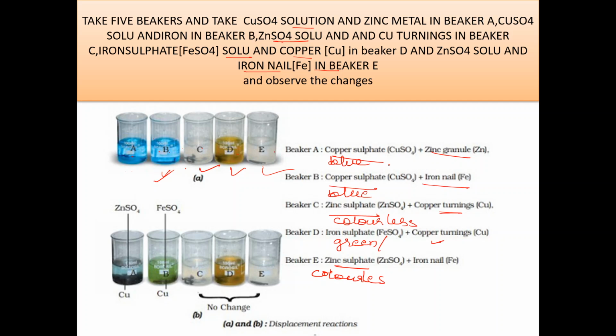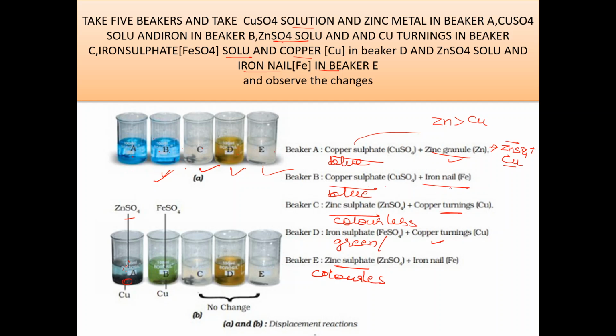So what changes will you see? Here you can find in this one, copper is depositing at the bottom and the solution is colorless. Zinc sulfate is formed. So what will be the reaction here? Zinc sulfate plus copper deposit will take place. Zinc sulfate and copper, brown color deposit. These are the changes taking place. Copper sulfate is blue in color and it becomes colorless. In the second, again what was taken? Copper sulfate, and it means what? Zinc is more reactive than copper.